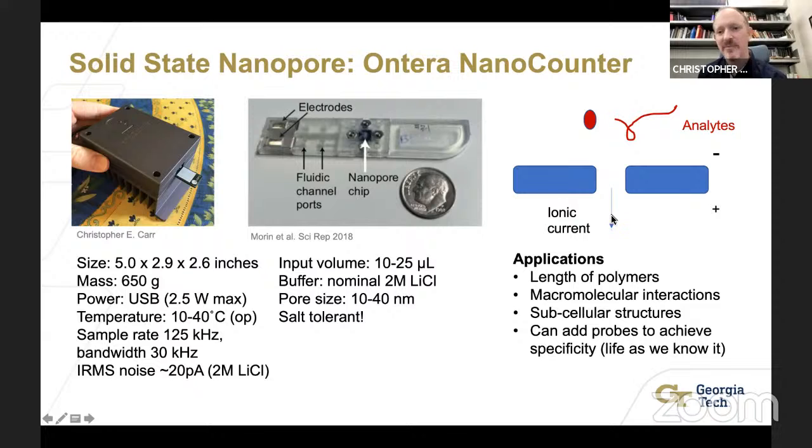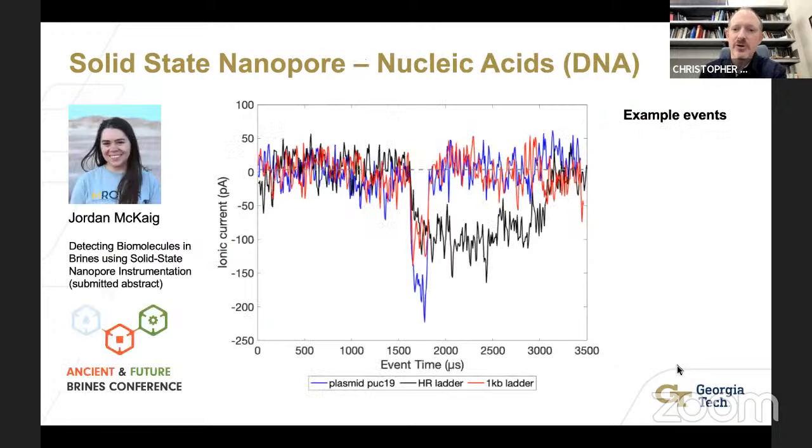And then the analyte passes through a nanopore, a small synthetic pore, and the ionic current is again monitored. So some target applications would be measuring the length of polymers or looking at other subcellular structures. Jordan McCaig in my group is a doctoral student in Earth and Atmospheric Sciences, and she has an upcoming presentation where you can learn more about this at the Ancient and Future Brines Conference.